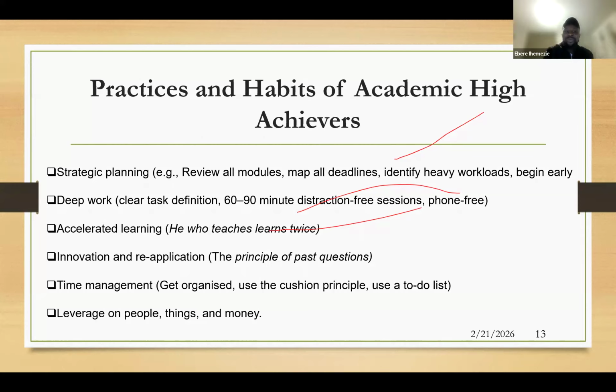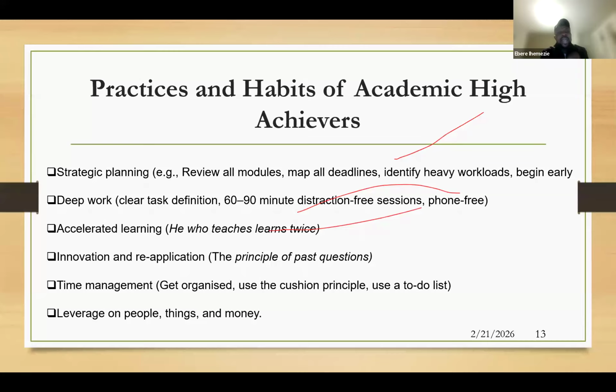So another way of doing strategic planning is map all deadlines. Know the deadlines for each one to submit every assignment. Know the coursework that have heavy workload. There are coursework that requires little time. There are those that require less time. So be strategic and know what each course requires.